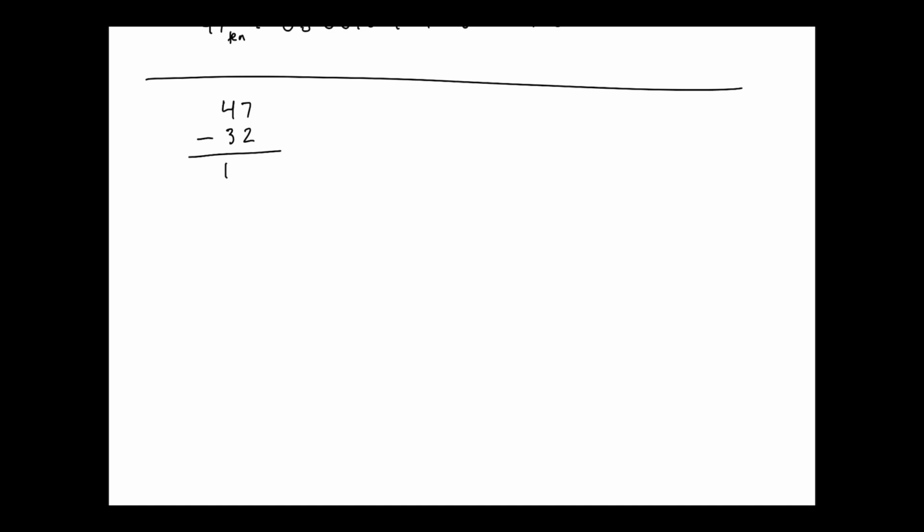Okay, but how did you get that? Well, you said 2 from 7 is 5, 3 from 4 is 1, and that's it. I didn't have to do any borrowing in this particular example, but if I change the numbers, I might have to. All right, let me take the number 32.